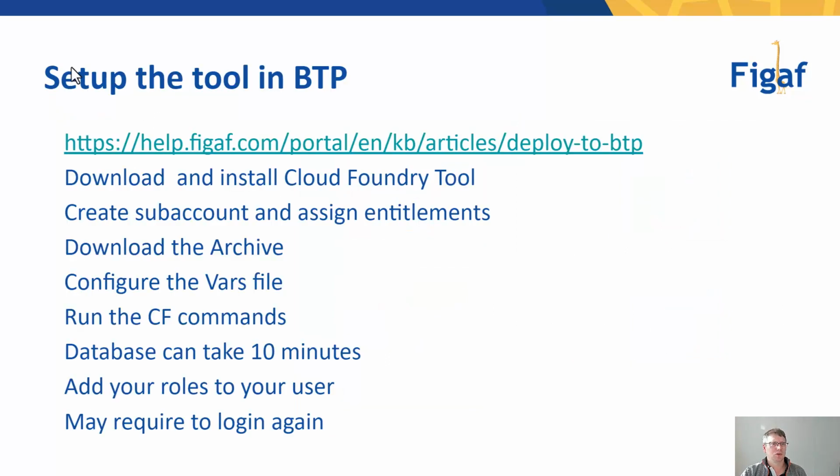So the goal is to set up the BTP account. We have this guide, and I think this is the one we would be mainly focusing on to go through: to download and install the Cloud Foundry tools, create the sub account and entitlements, download an archive, configure it, and create the database. And this is the part that probably will take the longest time for you to run. Add user roles, etc. But let's get started.